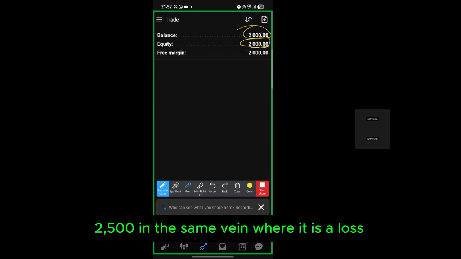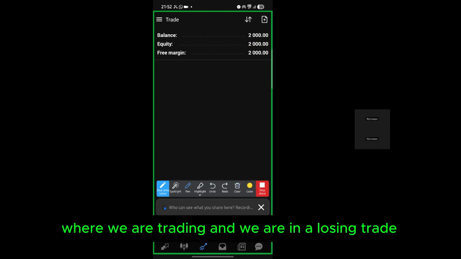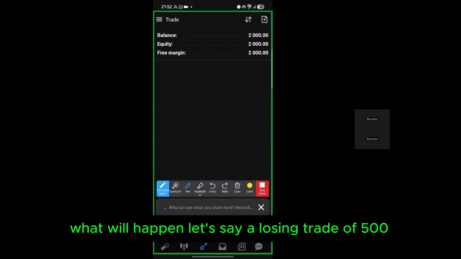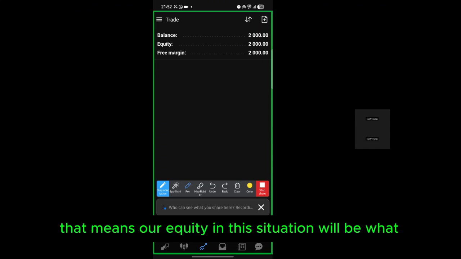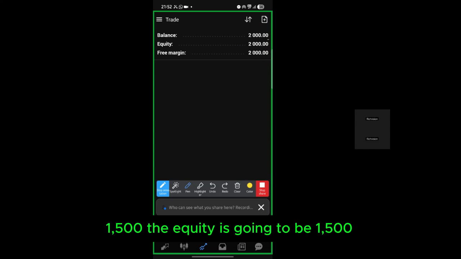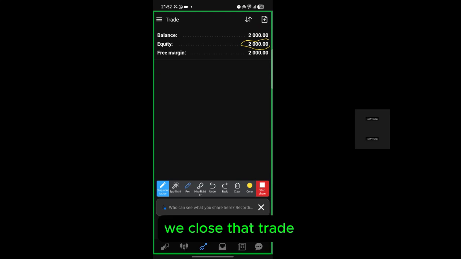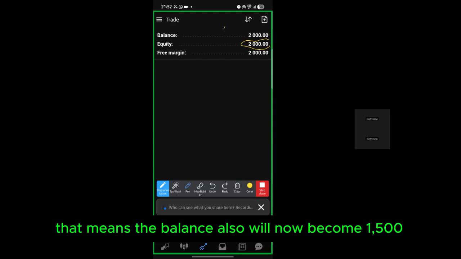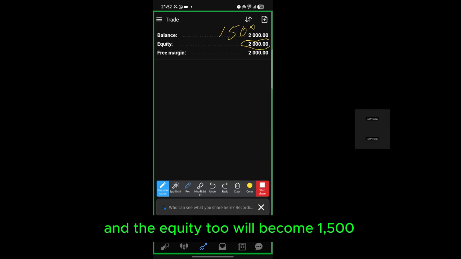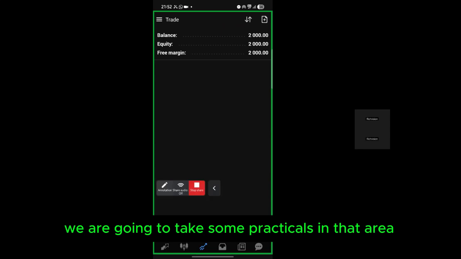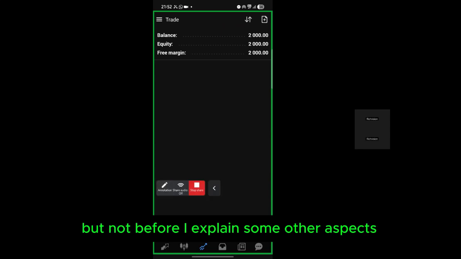In the same vein, where we are in a losing trade, what will happen? Let's say a losing trade of 500. That means our equity in this situation will be what? 1,500. The equity is going to be 1,500 while the balance is 2,000. And if we realize that loss, we close that trade, that means the balance also will now become 1,500 and the equity too will become 1,500. We are going to take some practicals in that area, but not before I explain some other aspects.